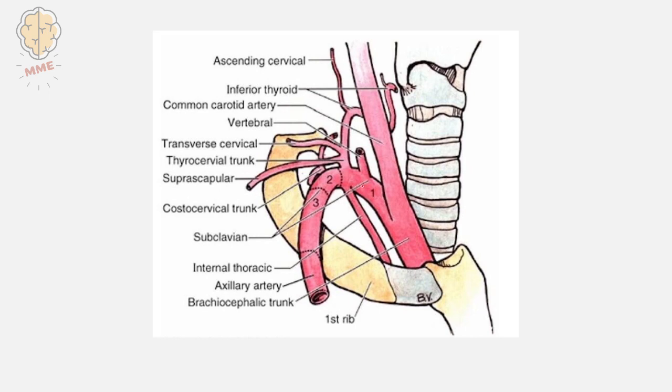This is the first part of the subclavian artery, then the second part and third part, and as it reaches the outer border of the first rib, it is considered the axillary artery. Now in this first part we have the vertebral artery, the internal thoracic artery, and the thyrocervical trunk. This thyrocervical trunk has three branches: the suprascapular, the inferior thyroid, and the transverse cervical.